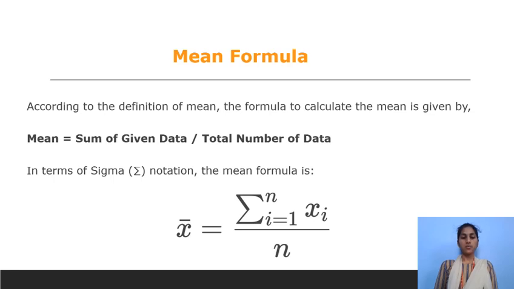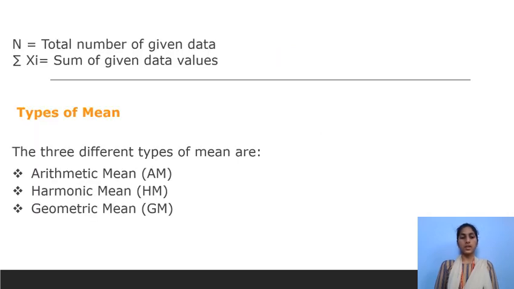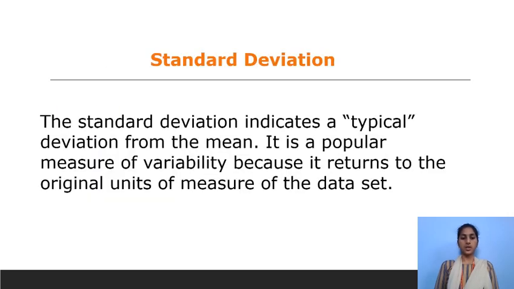In terms of sigma notation, the mean formula is x bar equals summation i equals 1 to n of xi by n, where n is equal to the total number of given data, and sigma x is equal to the sum of given data ones. These are the three types of means: arithmetic mean, harmonic mean, geometric mean.